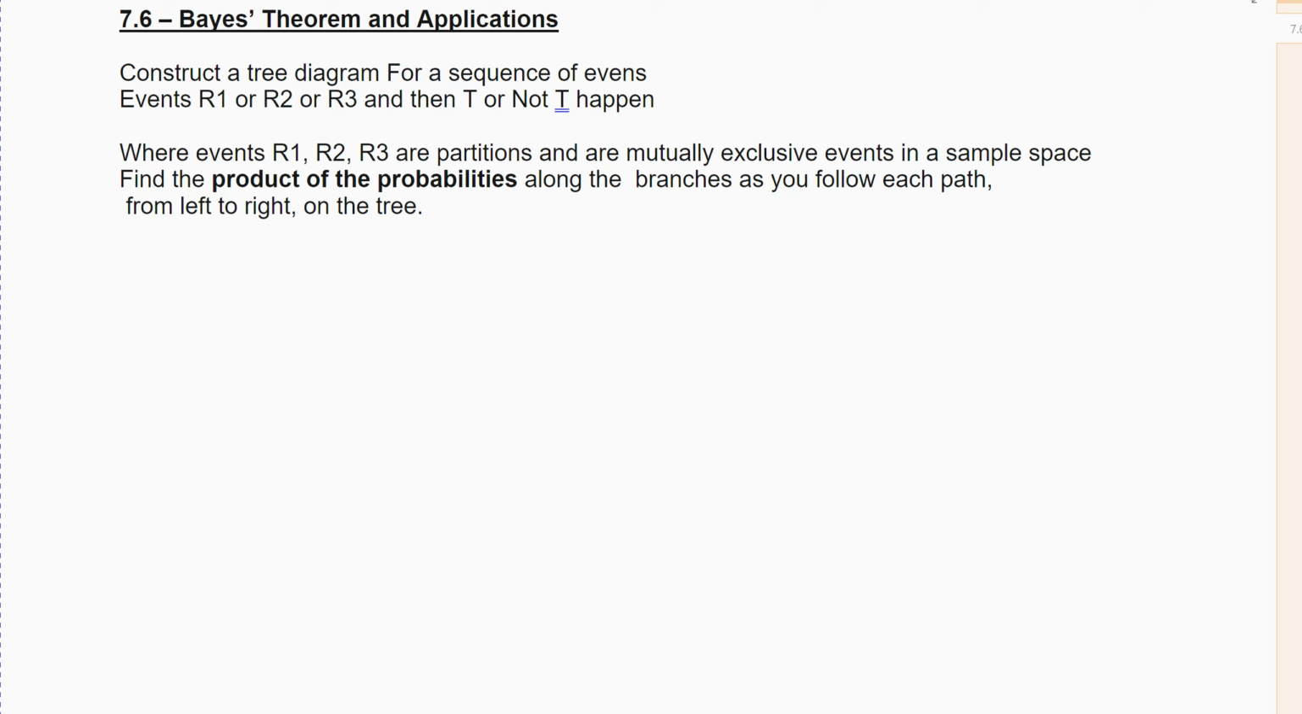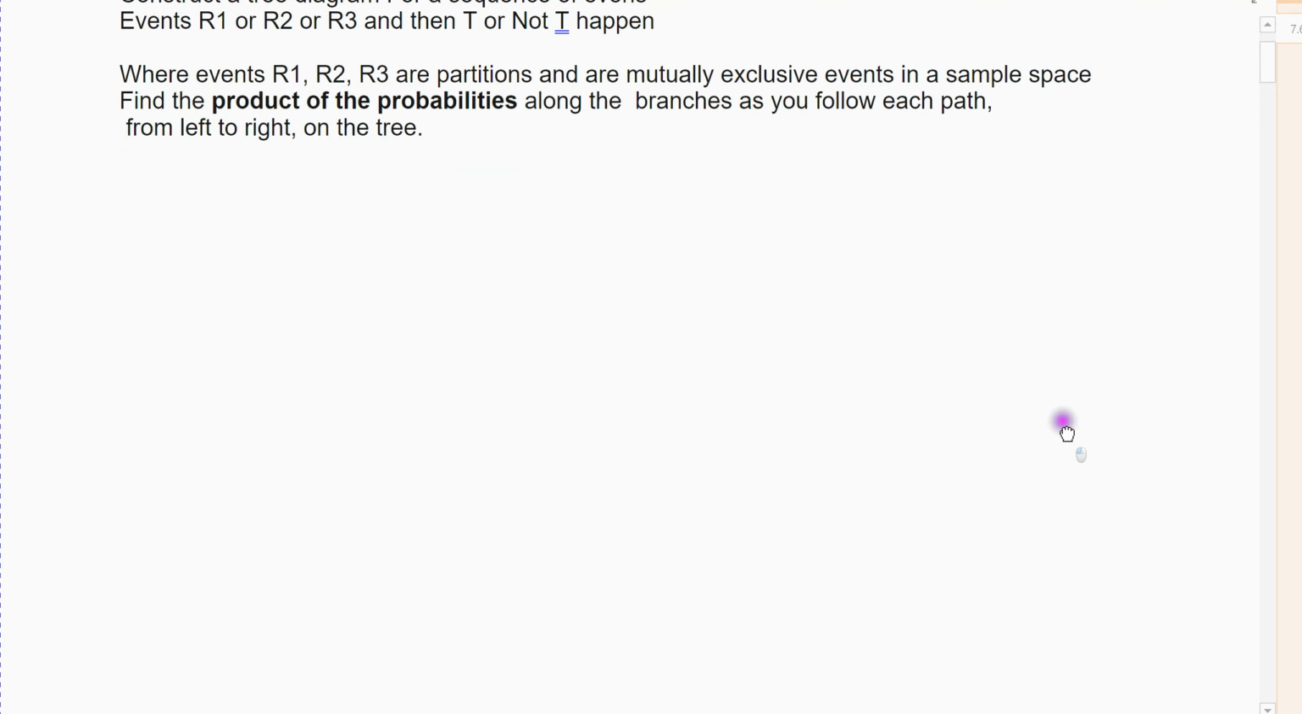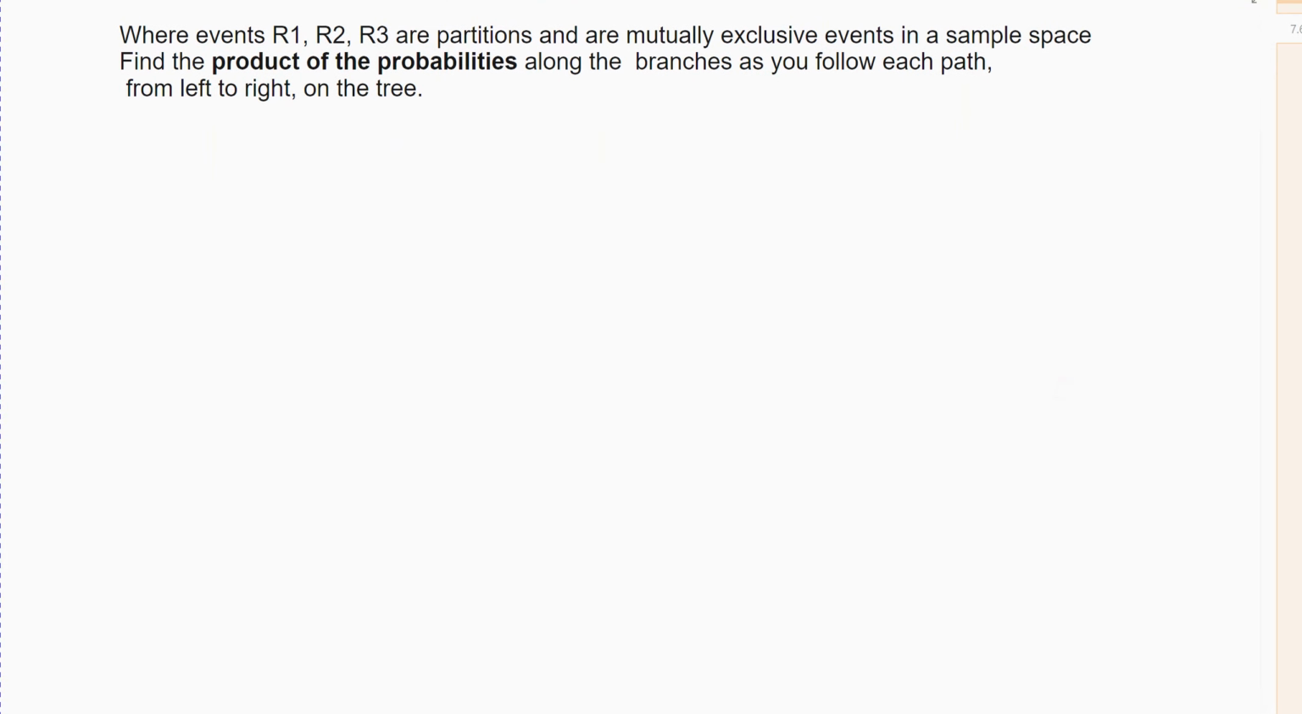Alright, so suppose that we have 3 initial events. R1 is event 1, R2 is event 2, R3 is event 3. That's the first set of events, so you could be in either R1, R2, or R3. And then after that, T will happen or T won't happen. So there's a set of 3 branches first, and then 2 sets of branches after that. Partitions just means they're mutually exclusive events. You're either in event 1, 2, or 3. You can't be in event 1 and event 2 at the same time.